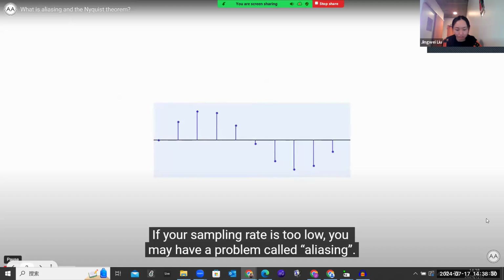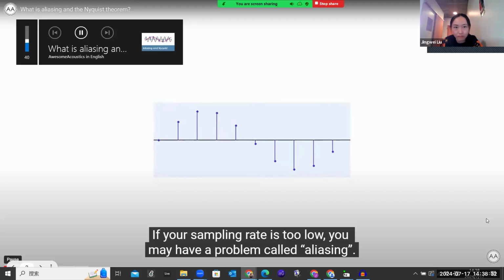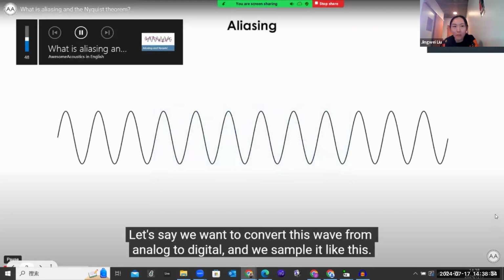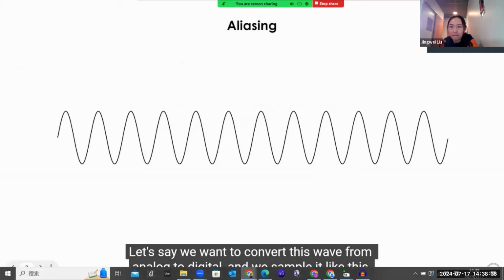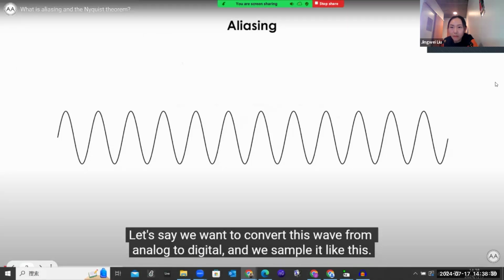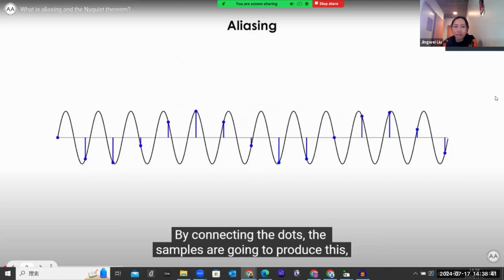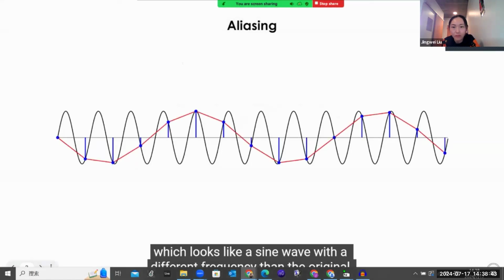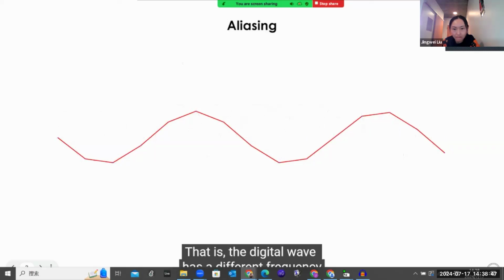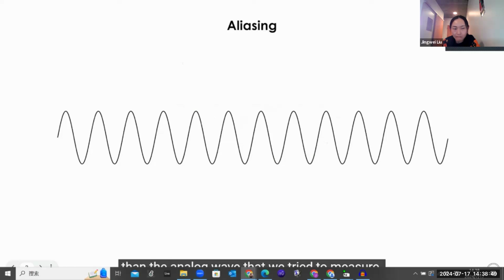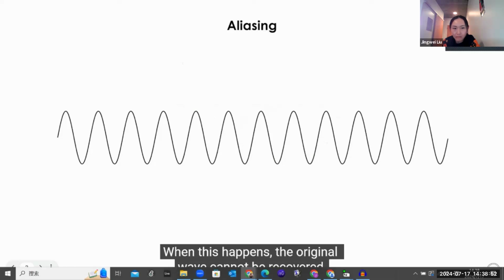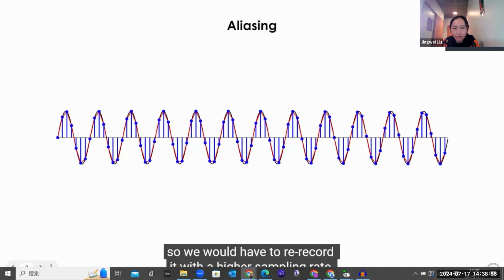If your sampling rate is too low, you may have a problem called aliasing. Let's say we want to convert this wave from analog to digital, and we sample it like this. By connecting the dots, the samples are going to produce this, which looks like a sine wave with a different frequency than the original. That is, the digital wave has a different frequency than the analog wave we tried to measure. When this happens, the original wave cannot be recovered, so we would have to re-record it with a higher sampling rate. Therefore, it is important to avoid this from the beginning.